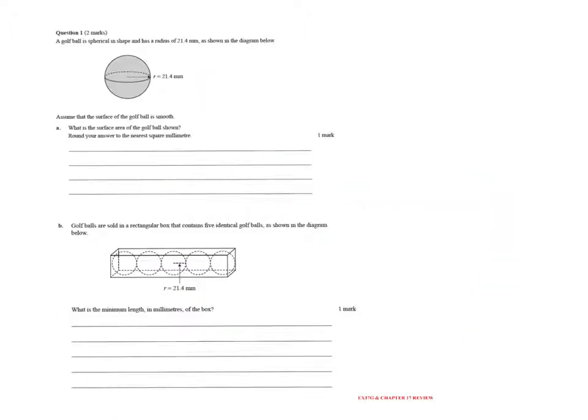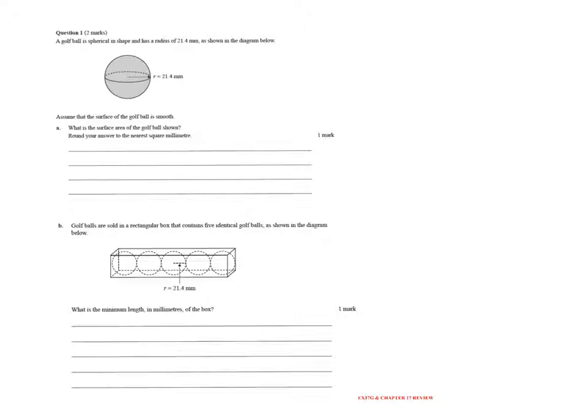All right, last questions. I've just put them in because you're up to the review chapter. I think that's why I've grabbed a couple of exam questions that relate to this chapter. So we've got a golf ball in a spherical shape. Its radius is 21.4 millimetres as shown. We're going to assume the golf ball is smooth. What is the surface area of the golf ball shown to 4 decimal places?